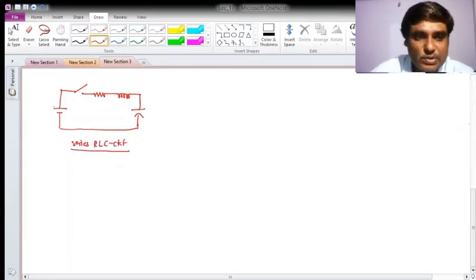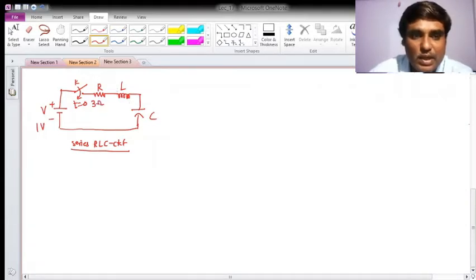Suppose the source is of magnitude 1 volt. There is a switch which will be switched on at t equal to 0. These are my RLC parameters. Say the value of R is 3 ohm, L is 1 henry, and C is half farad. And I have to solve for the current in this circuit.